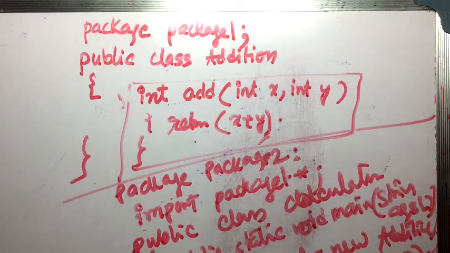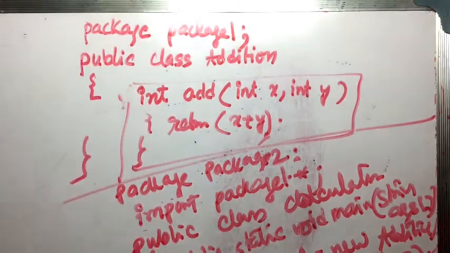So the default access specifier means that it is only within the scope of the package. This method is accessible only within the package, so it cannot be accessed from another package. So this is the default access modifier, the first one.